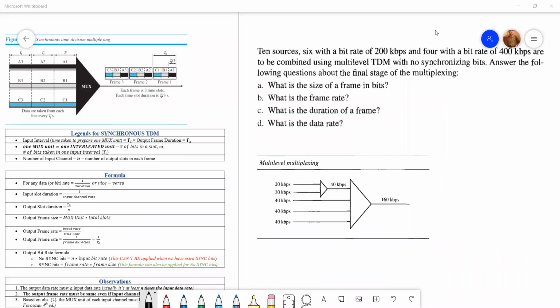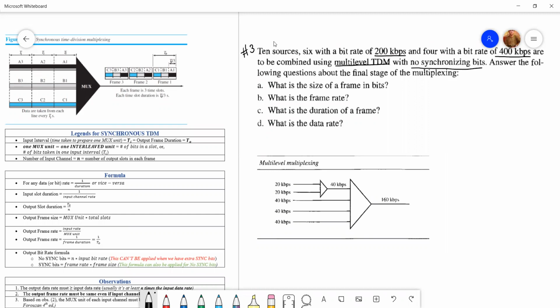Now let us see example number 3. The example says that we have 10 sources, 6 with a bit rate of 200 kbps and 4 with a bit rate of 400 kbps, to be combined together using multi-level TDM with no synchronization bits added. Answer the following questions about the final stage of the multiplexing.